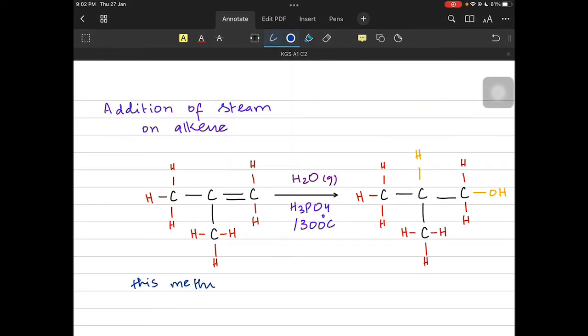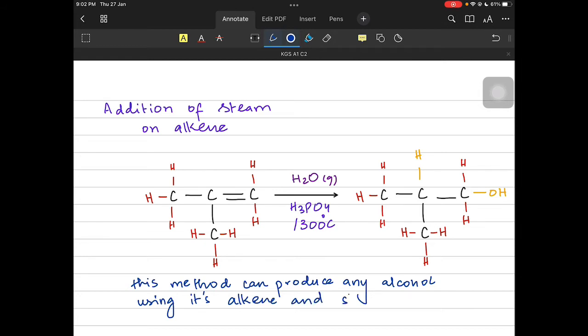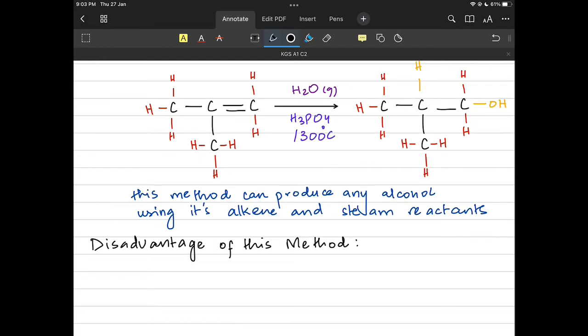Because the addition of steam happens on those carbons, this method can produce any alcohol that we need. We just need the alkene and we get the alcohol. So using its alkene, for example, ethene could give us ethanol, propene can give us propanol, butene can give us butanol, so on and so forth. So we can have addition reaction with multiple alkenes.